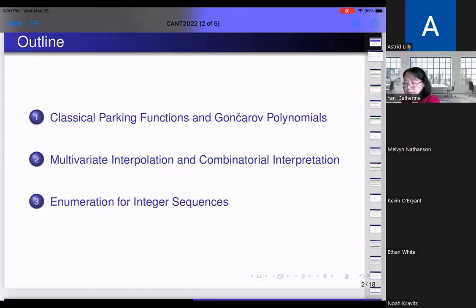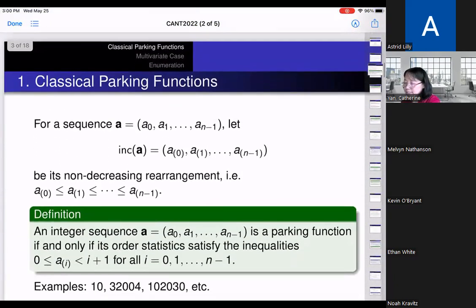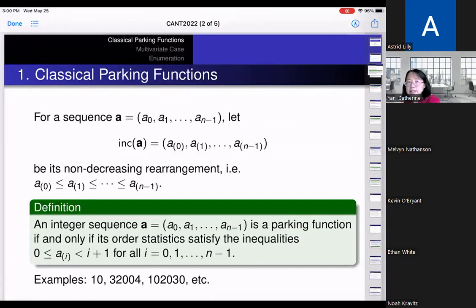Then in the last part, I will use the algebraic formula for the interpolation polynomials to give some enumeration results for the integer sequences. So first part, classical parking functions. This is a well-known object having many equivalent definitions. I will adopt the one which goes along with the interpolation polynomial.